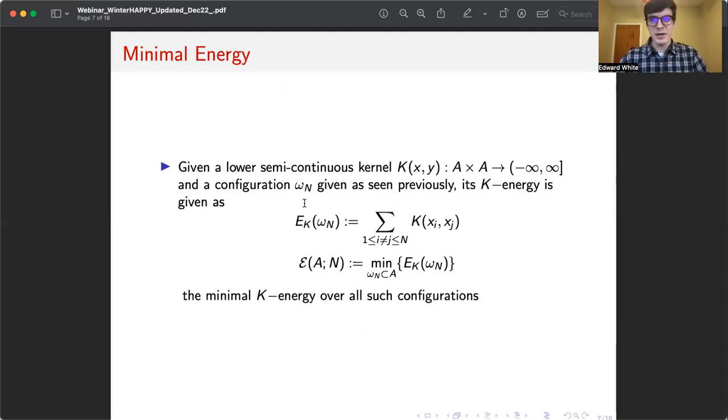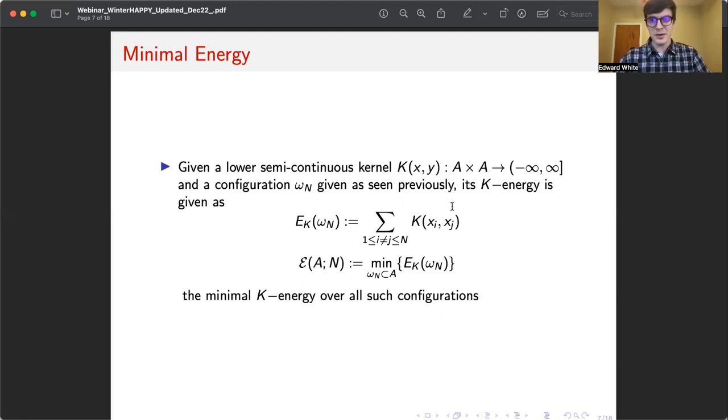And given a configuration omega n, given as seen previously, we can call its K energy given as the following. So we just run a summation over all distinct points xi, xj taken from that configuration. Usually in the context of what we're looking at, this semi-continuous kernel would be like the inverse distance, so 1 over the distance from xi to xj, or we could scale it so that it's 1 over the distance squared, or 1 over the distance cubed, or anything such like that.